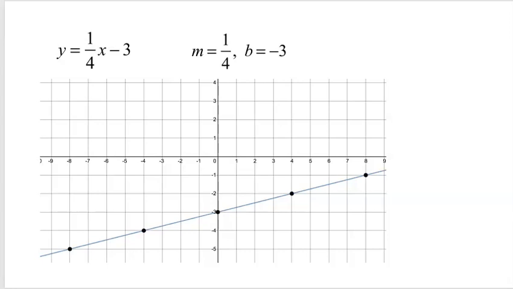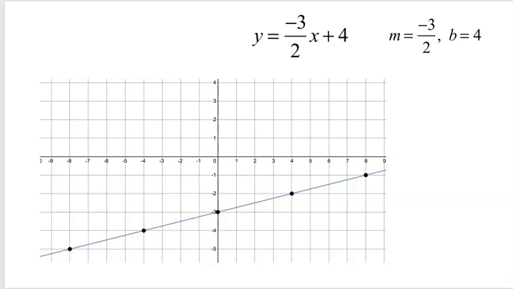But I am looking for the point that's common to both lines. So what is my second line? My second line is y equals negative 3/2 x plus 4. The y-intercept is 4 up here. Slope is negative 3/2. Rise negative 3, run 2. Rise negative 3, run 2.